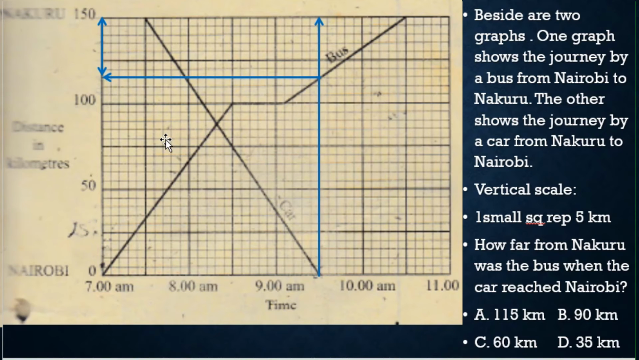Welcome back. We analyzed number 3. The question was, how far from Nakuru was the bus when the car reached Nairobi? So we start at this statement, when the car reached Nairobi. We start with the car. It started at this point here at Nakuru. It's traveling from Nakuru to Nairobi. So it has traveled at a constant speed without resting all the way to here at 9:30. That is the time it reached Nairobi.